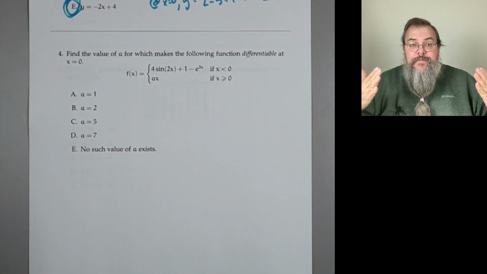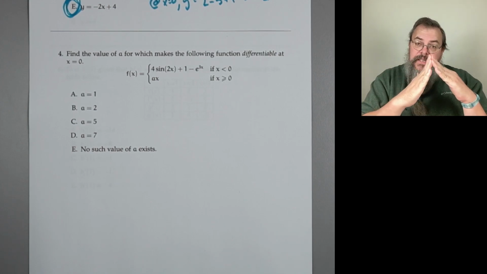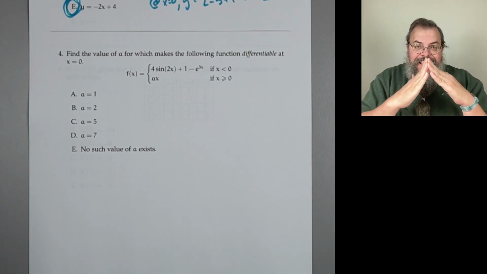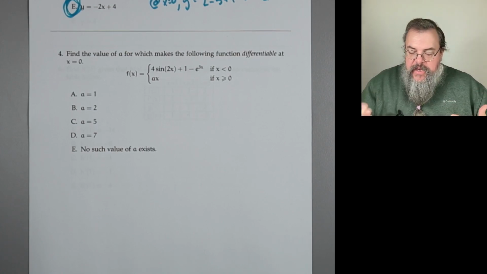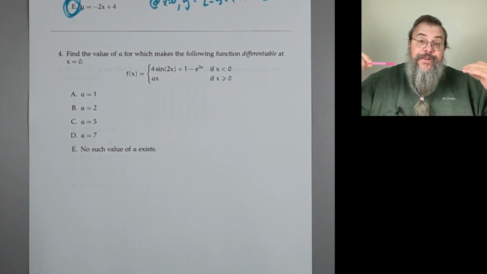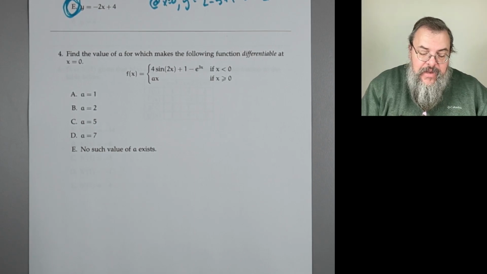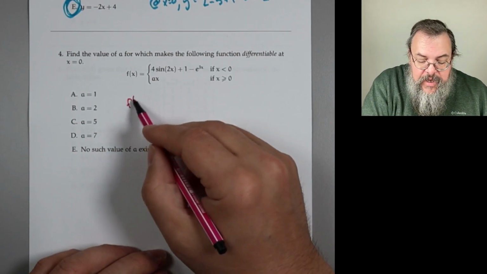Now, what does it mean to be differentiable? We can't have the matching up and have a kink like this. It has to be smooth, right? The slopes have to match. So this comes down to saying that the derivatives match. So you say, okay, what do the derivatives look like?